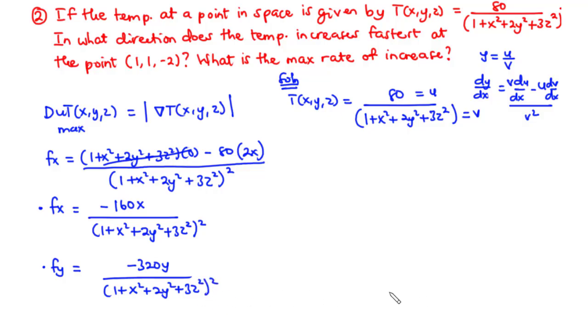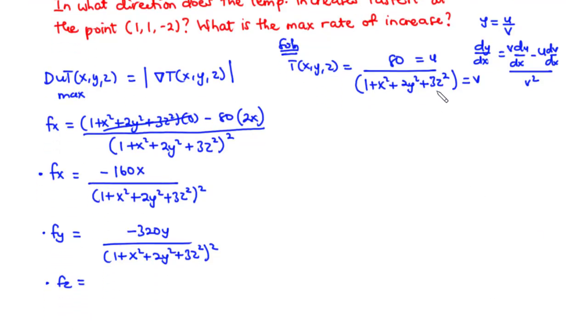all divided by the same thing, 1 plus x square plus 2y square plus 3z square all square. And then for fz, we differentiate this, we have 6z. So 6 times 80, that is 480. So we have negative 480z all divided by 1 plus x square plus 2y square plus 3z square all square.